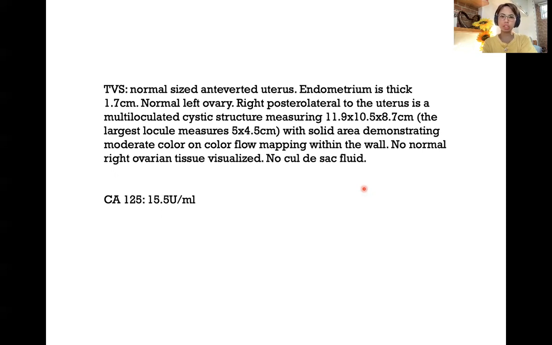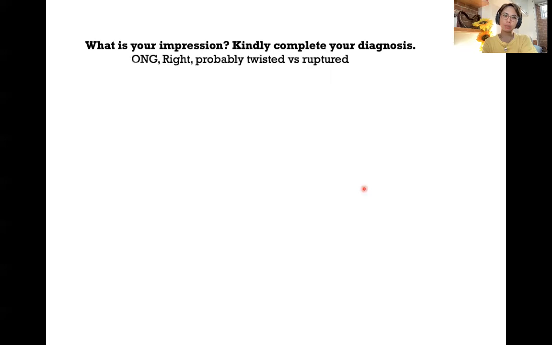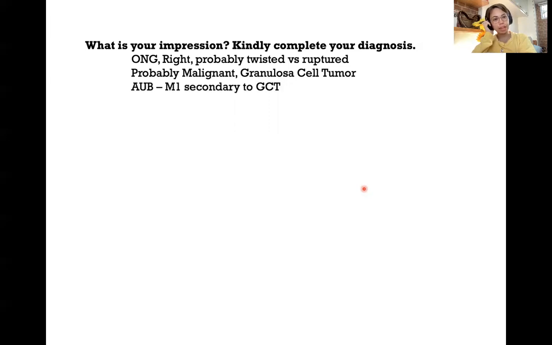Now look at the presentation of symptoms. Ovarian new growth, right? Probably twisted versus ruptured because she comes in with pain. I am considering a possible malignancy, and because she comes in with irregular bleeding or AUB, I'm considering a sex cord stromal tumor, granulosa cell tumor. And of course, don't forget AUB-M1, probably secondary to GCT. Because again, the 1.7 thickness of the endometrium is thick, so I hope you don't forget AUB. That's the support of my impression.